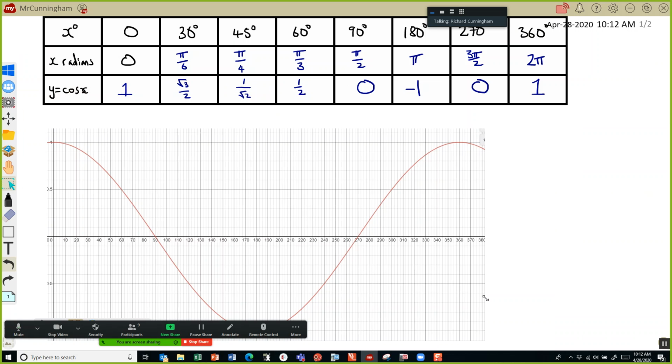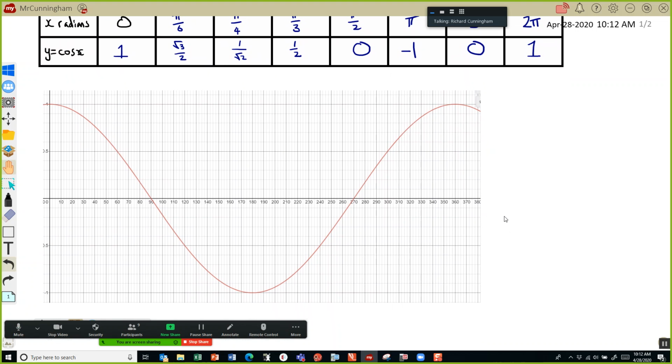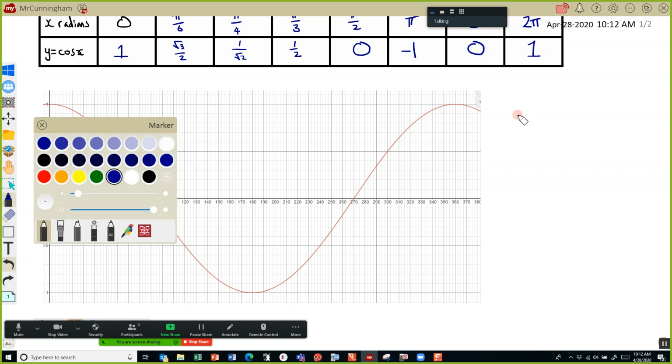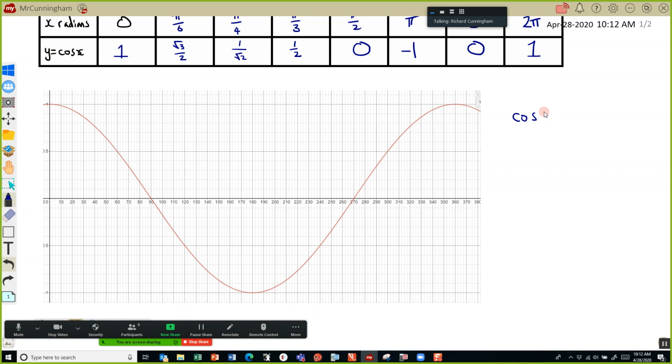So we have to be able to use our sketch to come up with other values of cos. So if I said cos of, let's see, cos of 300 degrees. If I had to work out what cos of 300 degrees is, I would do my sketch. Okay. I know that the end point here is 360. I know that this one is 270, so 300 is going to be in here.